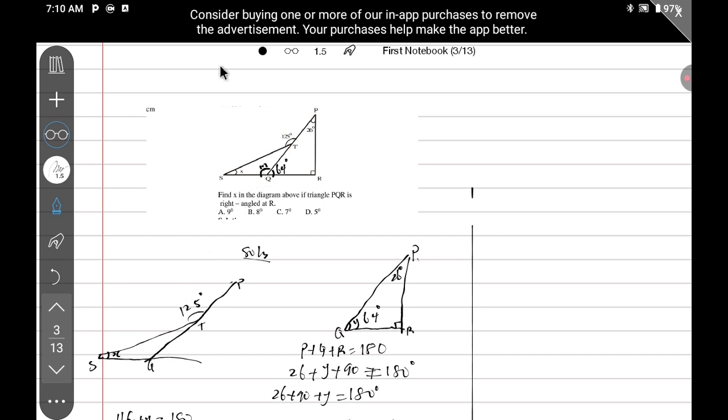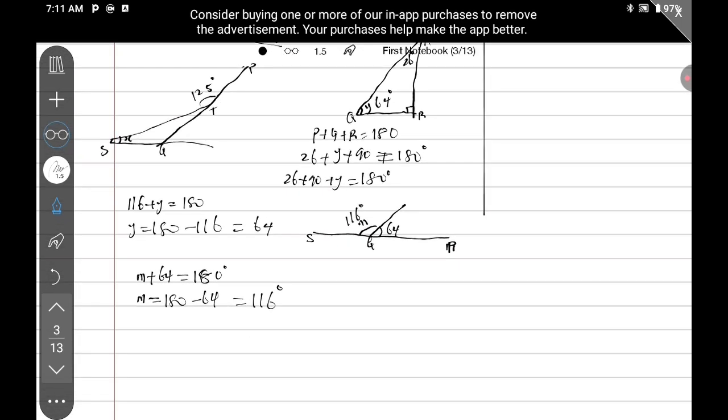Therefore, to get this angle S: this angle 125 is an exterior angle, and the exterior angle is equal to the sum of the opposite interior angles, which are angle S and angle Q. So 125 is equal to angle S plus angle Q, and our angle Q is the one we represented as M, which is 116. S is what we are looking for.